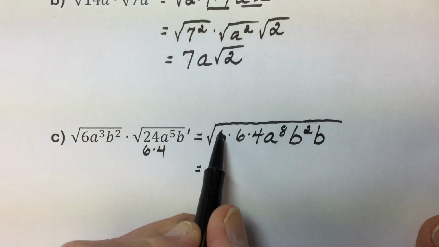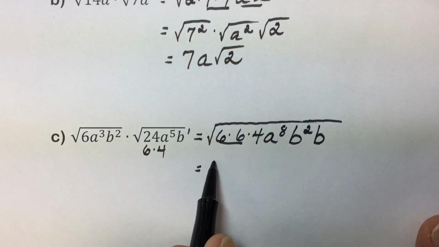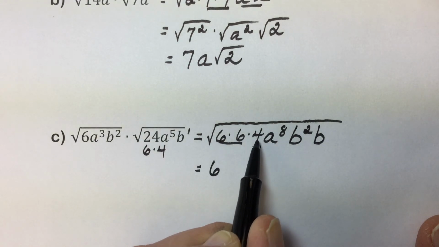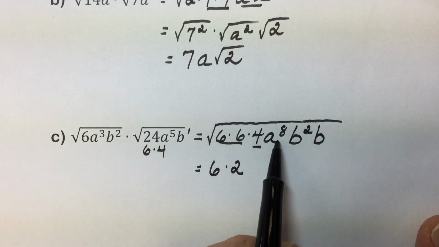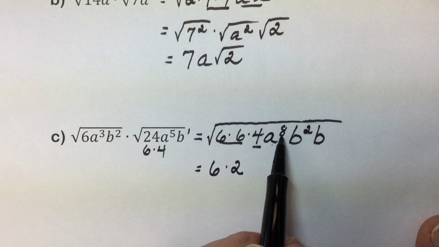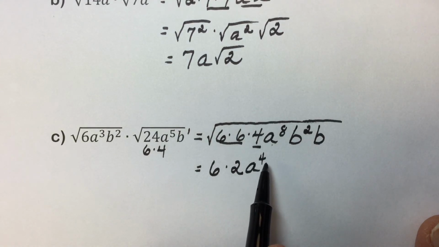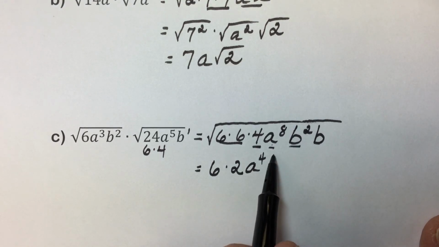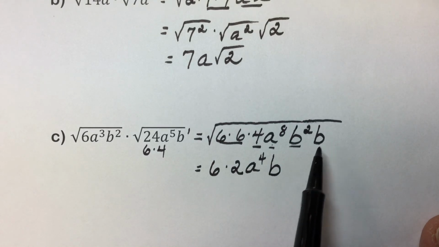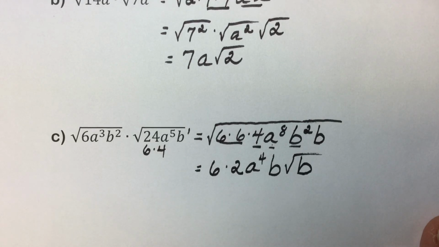So simplifying here, we have a pair of 6's. Square root of 6 squared is 6. Moving on to 4, square root of 4 is 2. Square root of a to the 8th, we'll divide that exponent by 2, or take half of it, which is a to the 4th, since a to the 4th squared is a to the 8th. Square root of b to the second is b, and b to the first is not a perfect square, and we'll leave it as that.